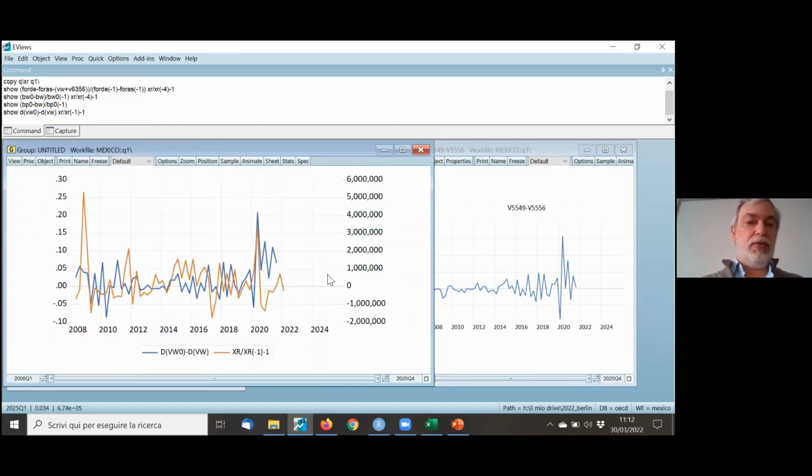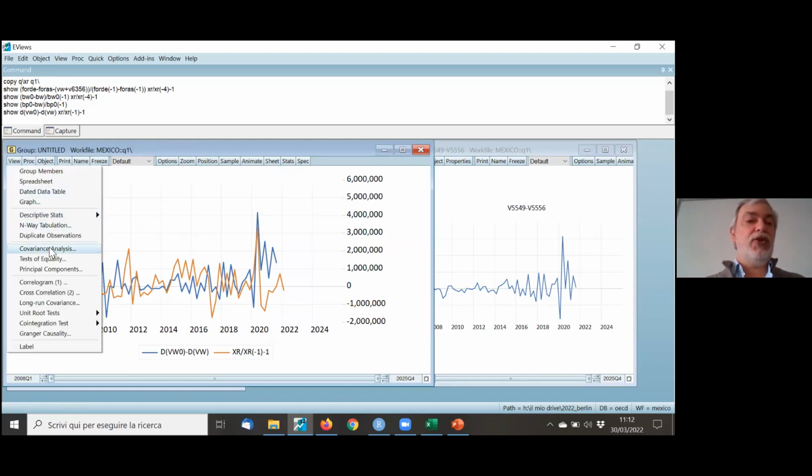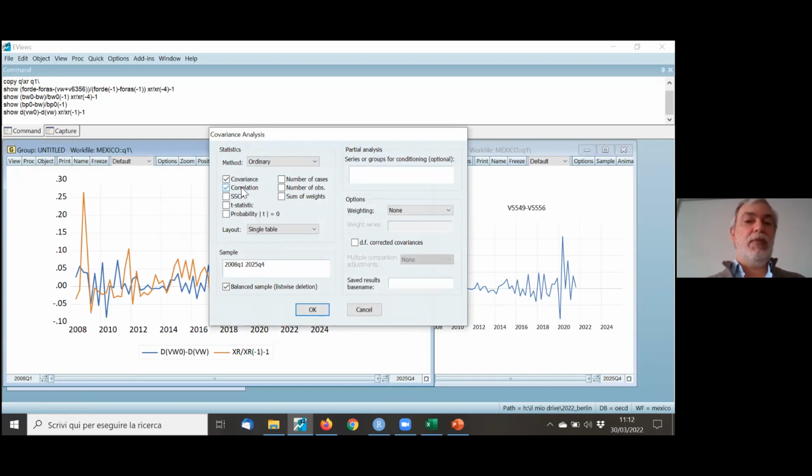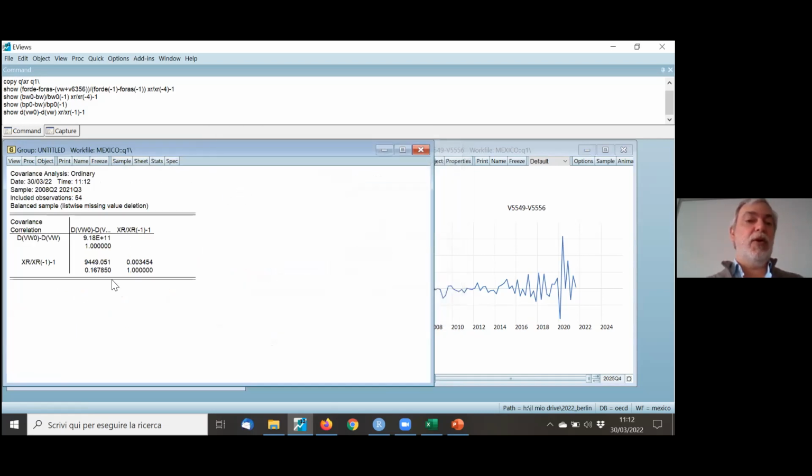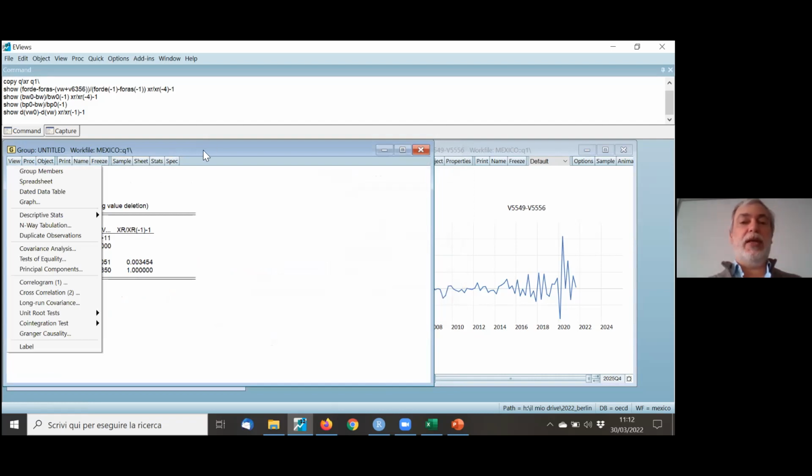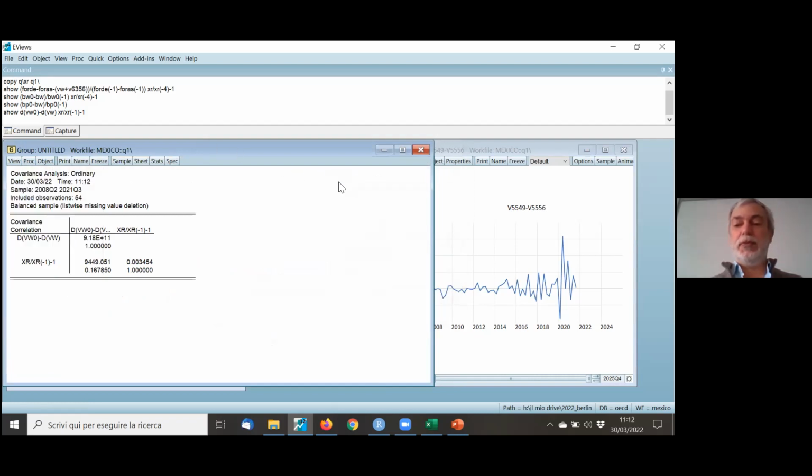And yes, you cannot really tell other than for this peak, which is the same here. The movements are in the opposite direction. The correlation can be obtained here, and it's 0.16. So this is not really telling us that much. Okay.